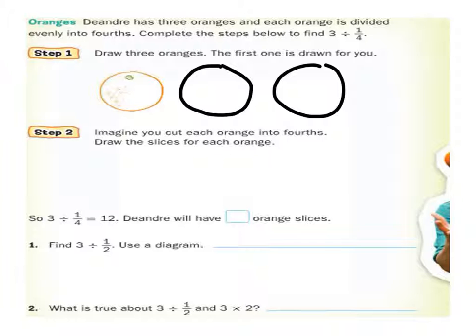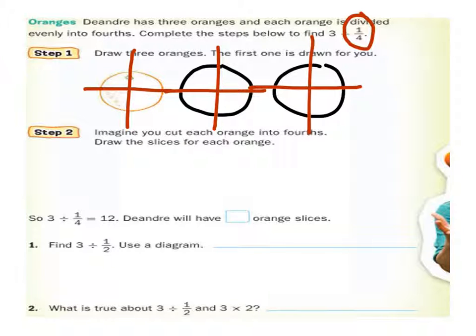Now notice it tells us we're going to divide each of these 3 oranges into fourths. So let's divide this one into fourths, this into fourths, and this one into fourths. And what we need to ask ourselves, now that we've taken 3 and divided each of the 3 by 4, is how many slices of oranges do we have? Serena? 12. 12 slices.